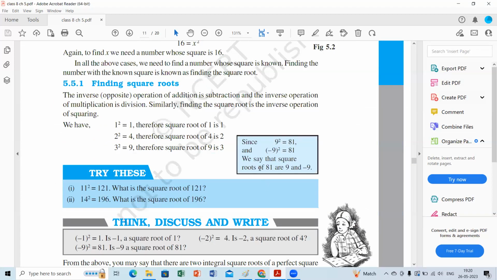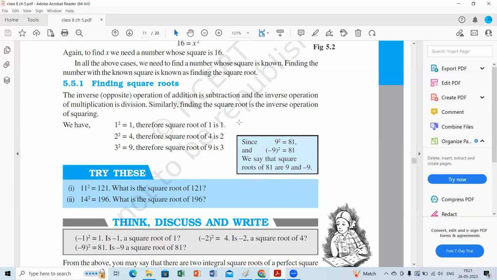This part is more important, children. Here, the inverse operation of addition is subtraction. The inverse operation for multiplication is division. Similarly, finding the square root is the inverse operation of squaring. Just as the inverse operation for addition is subtraction and for multiplication is division, for square root it is squaring on both sides.